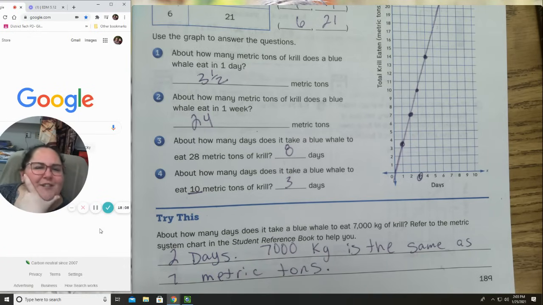When I say keep, change, flip, what is the math vocabulary word for when you flip it?